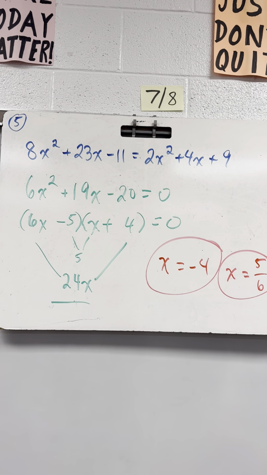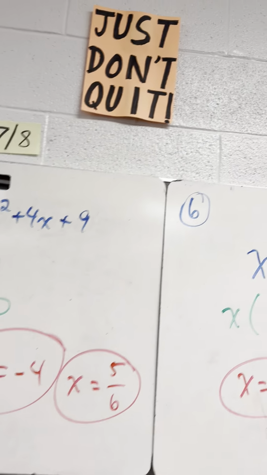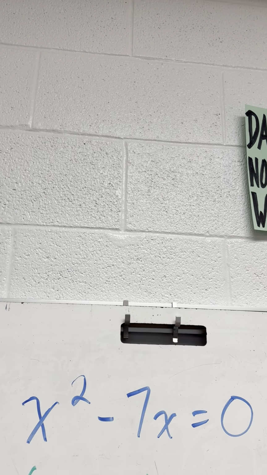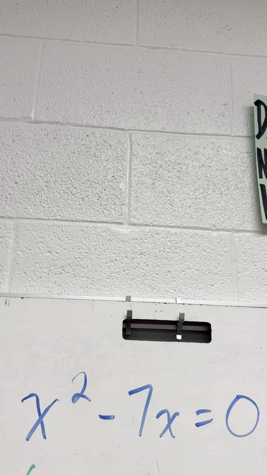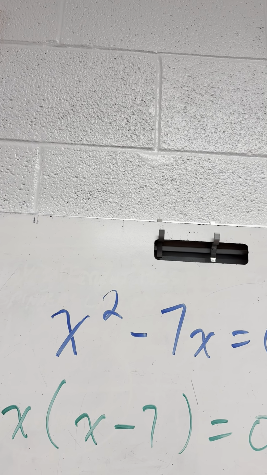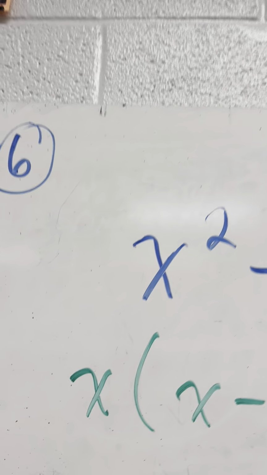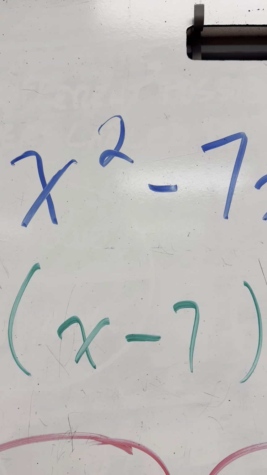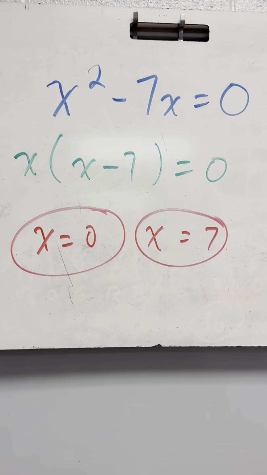Okay. Now you may also get a problem like this. X squared minus 7x equals 0. In this case, all you're doing is telling me what's common to both terms. There's an x common to both terms. You pull out the x, you're left with x minus 7. Now you have x equals 0 and x minus 7 equals 0. So you have x equals 0 and x equals 7.